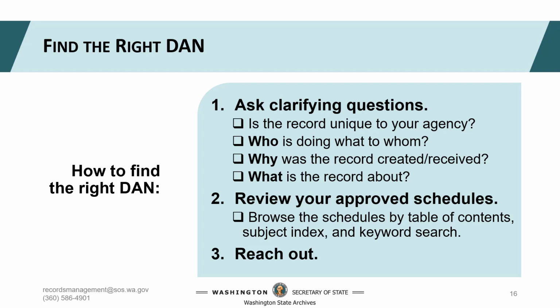Once you've addressed these foundational questions, visit your approved retention schedules on our website. Using the 3 main navigation techniques, find the record series that works best for the record at hand. If you still aren't clear on the appropriate retention series, reach out to the records management team at the Washington State Archives. We are here to help.